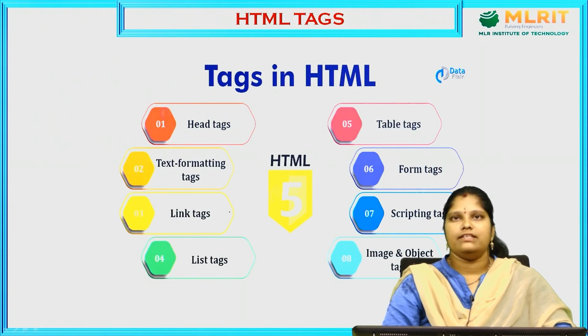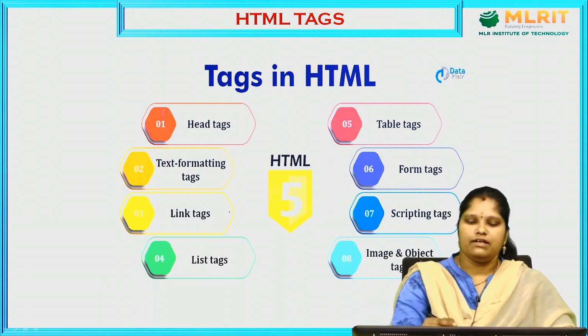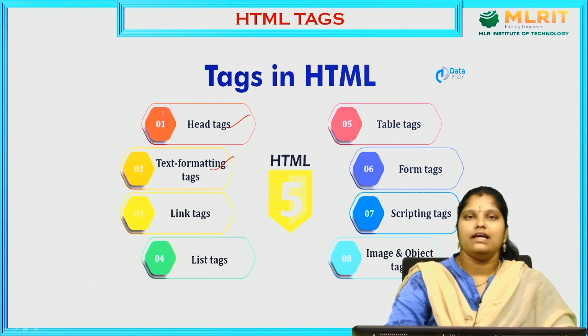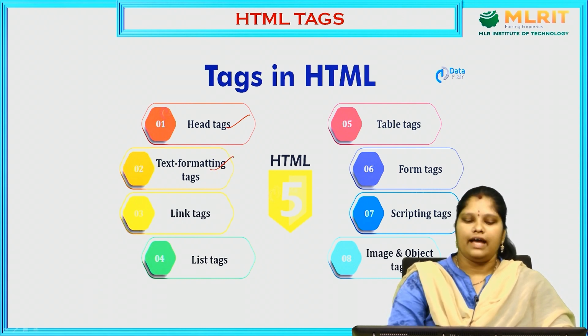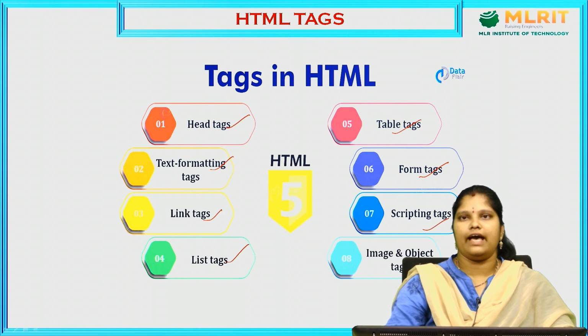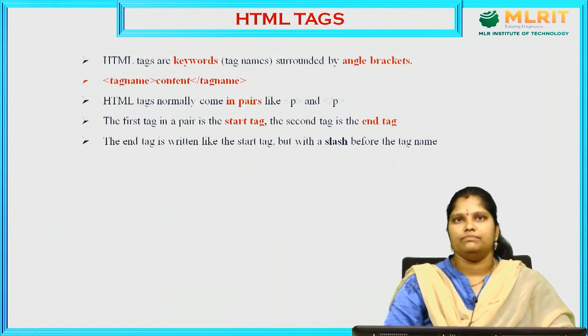And next we will discuss what the basic tags are, what tags we have to use in HTML. These are the tags. First one is head tag and text. Second one is text formatting tags, and link tags, list tags, table tags, form tags, scripting tags, image and object tags. These are the HTML tags, right. These are the tags we have to use in HTML, right.